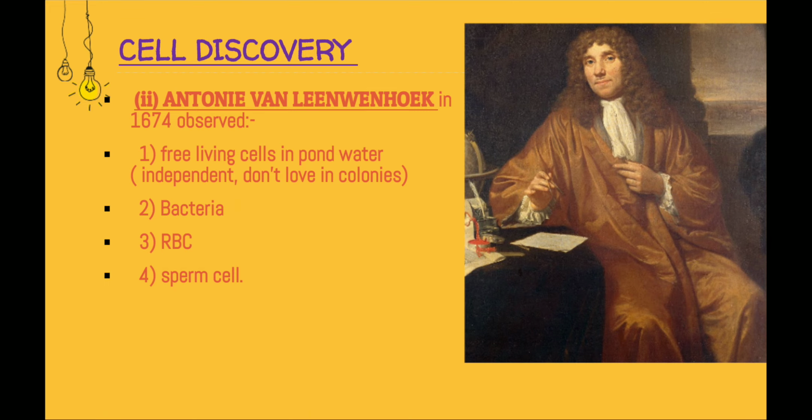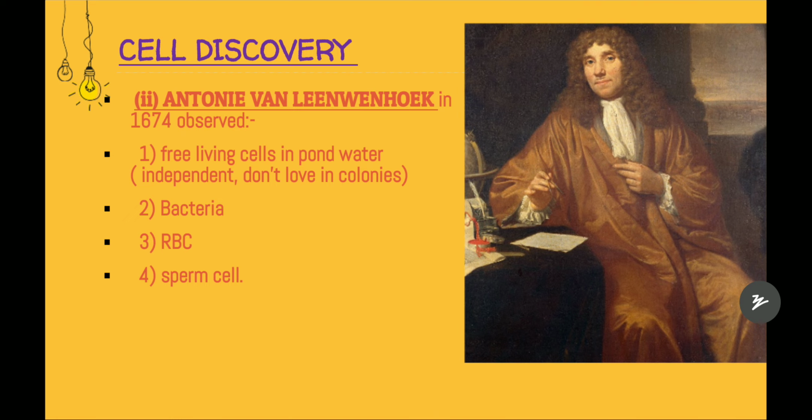Alright. The second discovery is by Antony van Leeuwenhoek. In the year 1674, he observed the first free living cells in pond water. Free living cells means independent, individual cells. They don't live in colonies or groups. They have their own individuality and are not dependent on someone. Also, second, he observed bacteria, and third, he observed RBC.